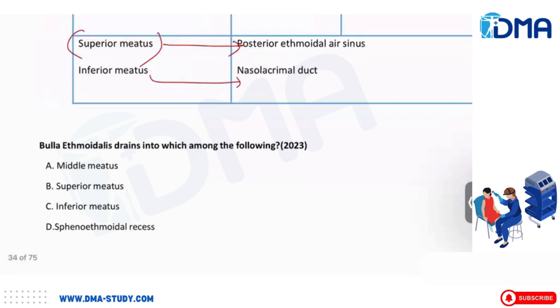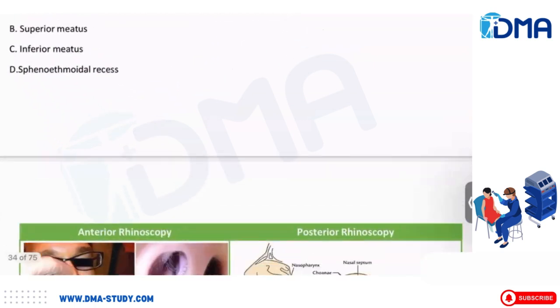So, middle meatus. Okay. Answer is middle meatus. Okay, fine. So, this is the last year question.